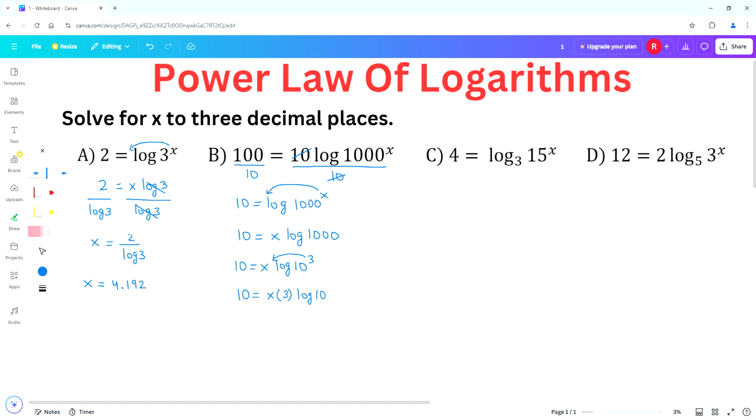Log of 10 is equal to 1 because the base of this log is 10 and the term is 10. So the value of this log term is 1. X times 3 is 3x. We can isolate x by dividing both sides by 3. I get x equals 3.333 rounded to 3 decimal places. This should be the final answer for part B.